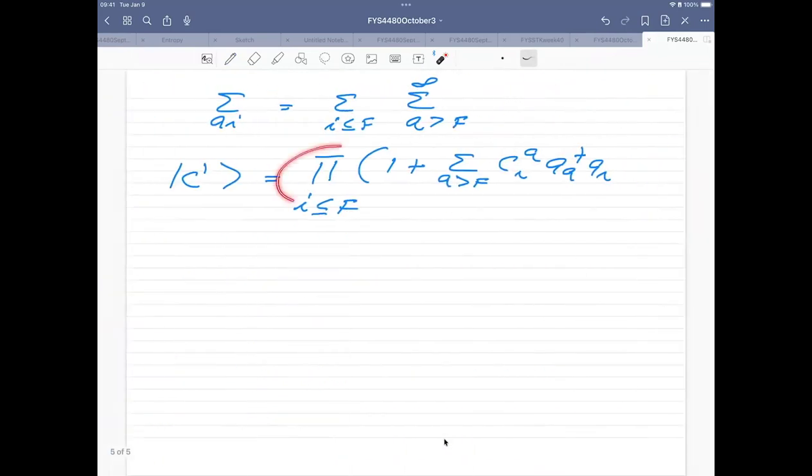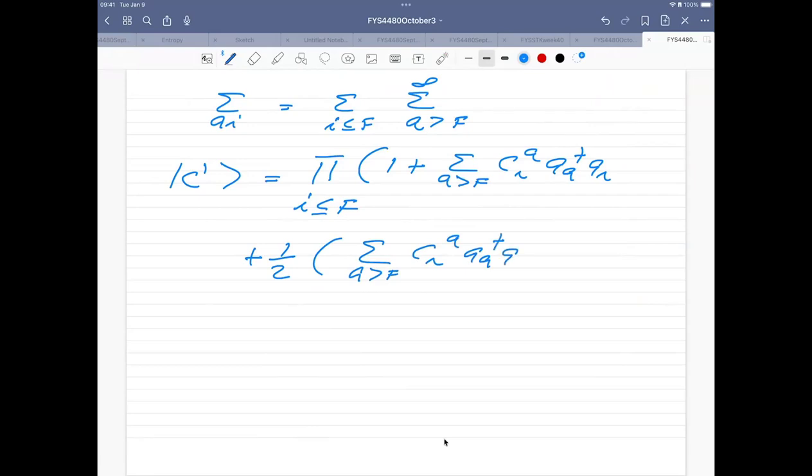So that's why you see this one, but then I have to perform the summation, the infinite summation, over the particle states. So this means that I would get the plus 1/2, and then I have a square term, sum over A larger than F, and I have a C_iA, and then I have my a†_A a_i squared, and this just goes on to the final term, or actually to infinity, and this is acting on C here.